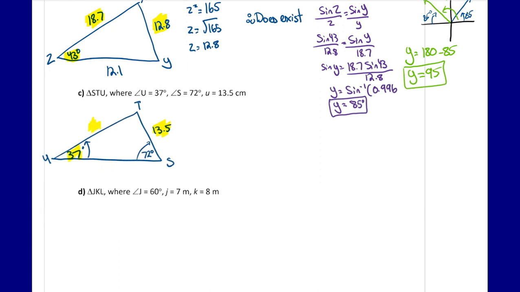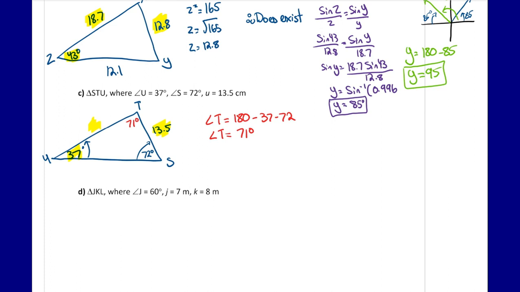But I do have two angles, and we should know that if we have two angles, the third angle is going to be 180 minus 37 minus 72, which in this case we get to be 71 degrees. So that means this is 71 degrees.